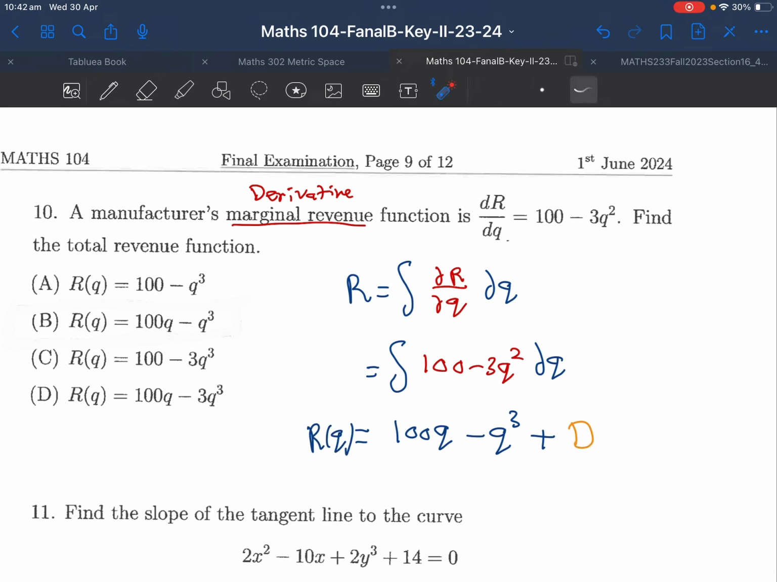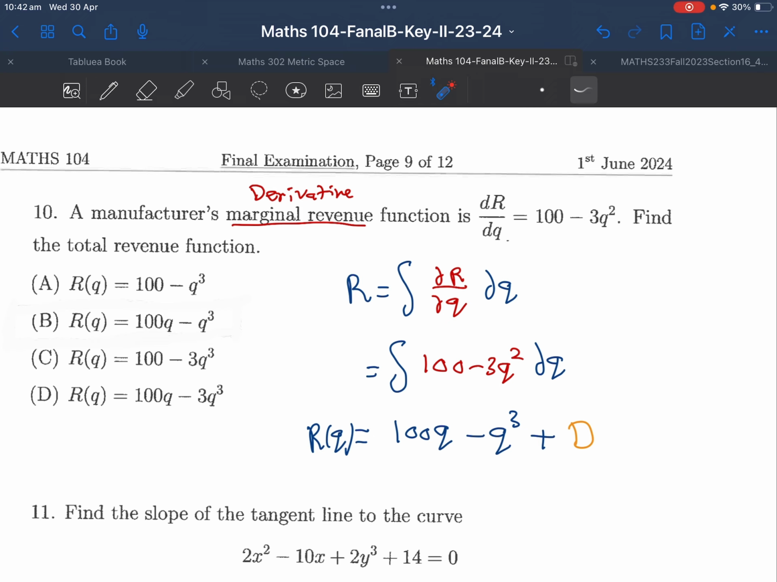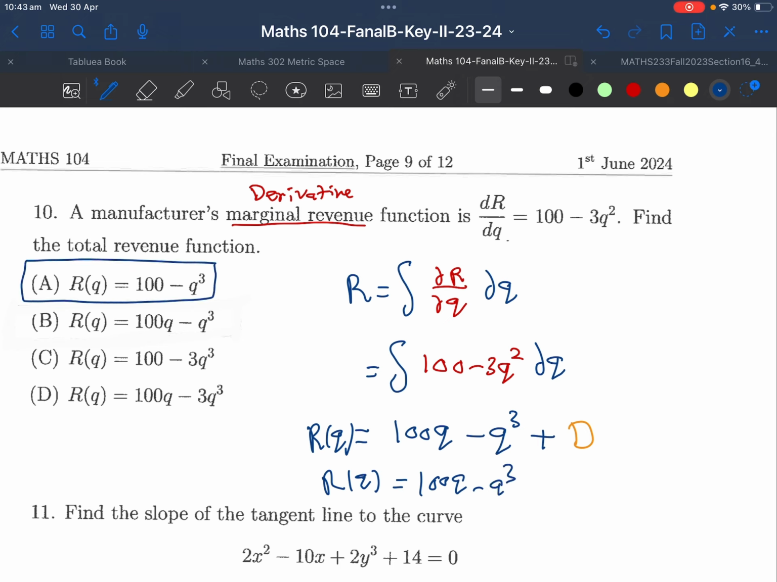Now, how do we find this d? Remember, if we substitute q equals 0, if we didn't sell anything, the revenue will be 0. So we put here 0, this is 0, put 0, this is 0, plus d. So d will also be equal to 0. So here R of q is 100q minus q cubed, and that is part A.